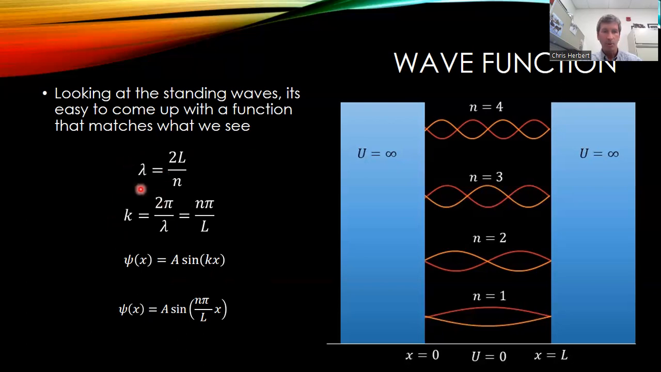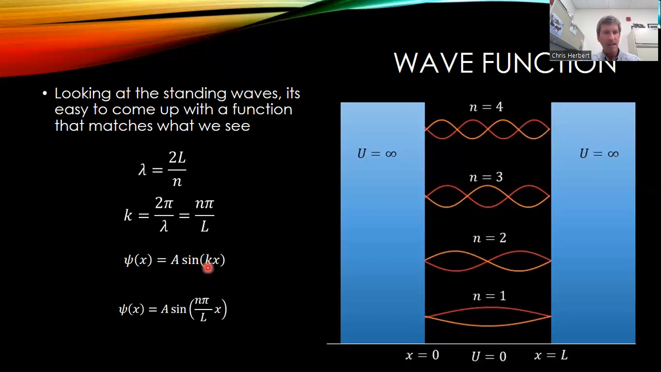So once again, our wavelength is 2L over n. I'm going to define k as my wave number. That is 2 pi over lambda, or n pi over L. So why am I doing this? Because if I look at this function right here, it's 0 here and it's 0 here. So this is a classic boundary problem. I can't use cosine because at x equals 0, cosine is 1. I'm going to use sine here, because sine's a nice oscillating function. I know it describes standing waves.